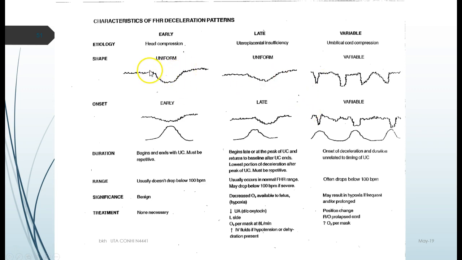So the early looks pretty uniform. If you look at them from contraction to contraction to contraction, they look pretty similar. This is showing you that they're happening at the same time. They start about the time the contraction starts. They end when the contraction ends. It usually doesn't drop below 100. It really doesn't mean anything. It means mom's probably progressing in her labor. And so we're going to continue to monitor, and that's all we really need to do.